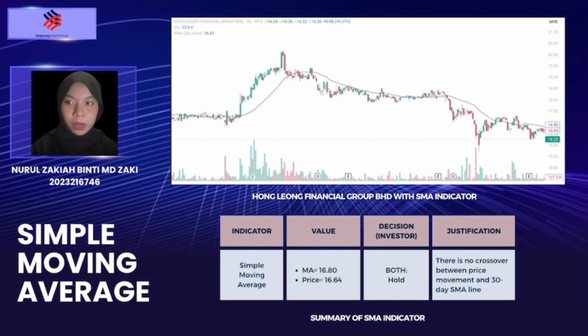For the next slide, I will explain the simple moving average, which is a well-known indicator. For the value, the moving average line is 16.80 with price 16.64. This indicates that the price did not cross above the 30 SMA line, showing that the existing and potential decision for the traders is to hold, and there's no signal that a breakout could happen.